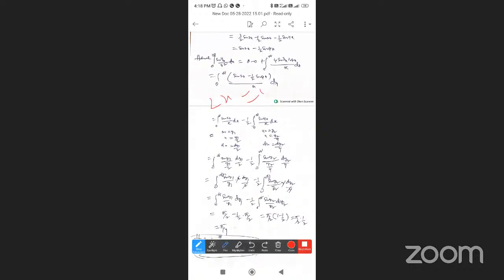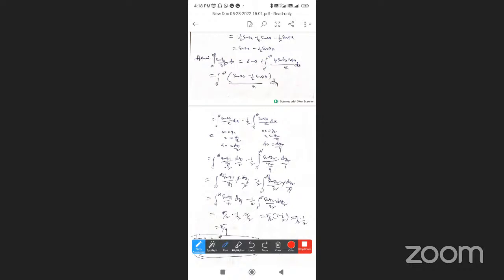We can put 2x and 4x as any value. Choose 2x equal to y1 and 4x equal to y2. So x is equal to y1 by 2, x is equal to y2 by 4, dx is equal to dy1 by 2, and dx is equal to dy2 by 4. So the integral from 0 to infinity of sin y1 by y1 by 2 into dy1 by 2, minus 1 by 2 into sin y2 by y2 by 4 into dy2 by 4.